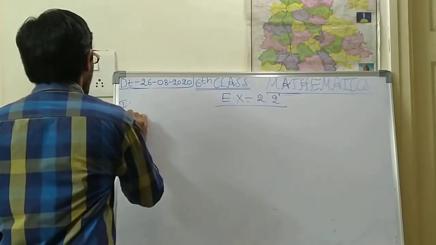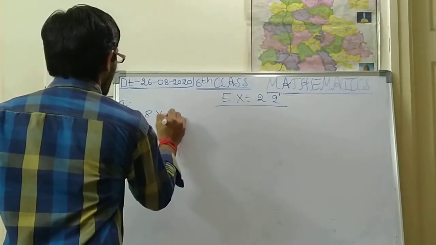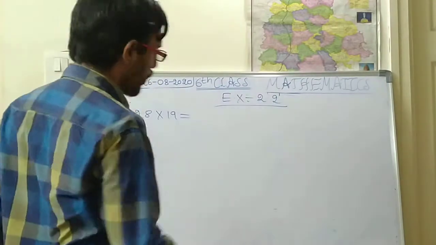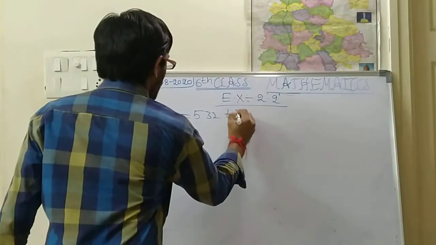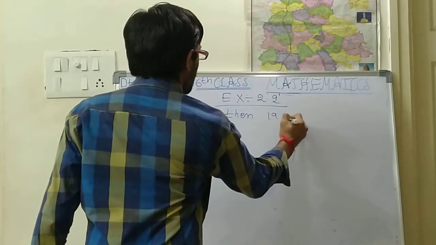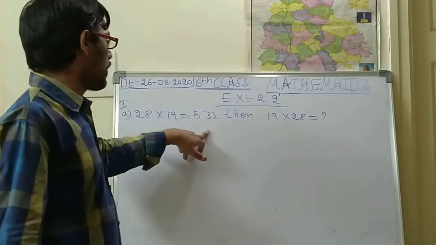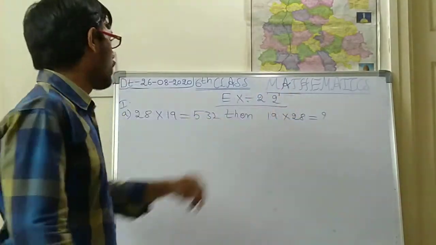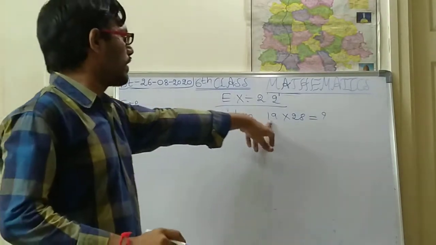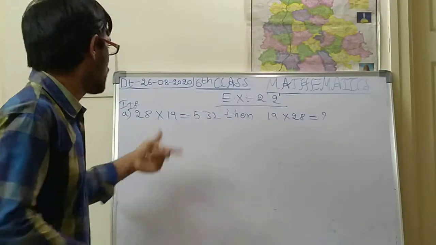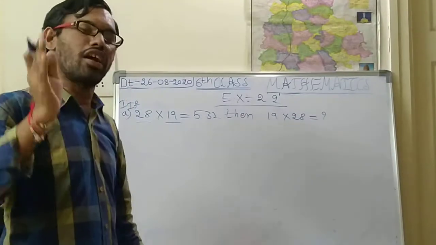Okay, so the first one. In the first bit, first problem: 28 into 19 is equals to 532. Then 19 into 28 is equals to how much? So this is the question. 28 into 19 is 532, then 19 into 28 is how much? By seeing this, what you can say: a into b is equals to b into a. So commutative property under multiplication.